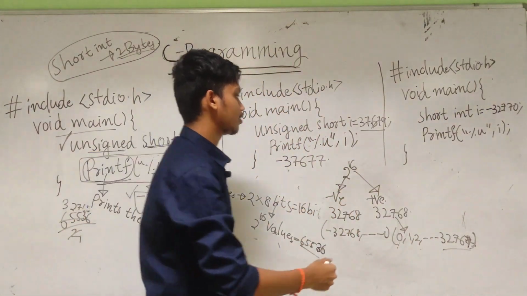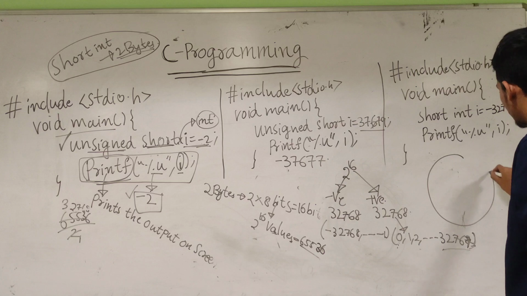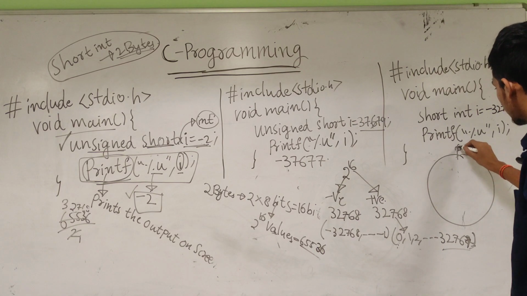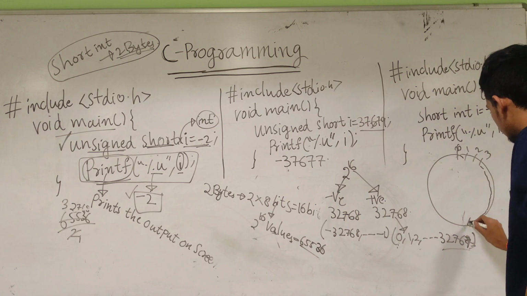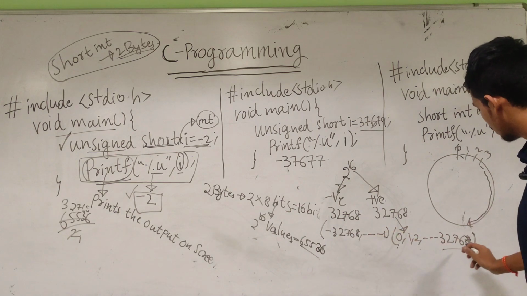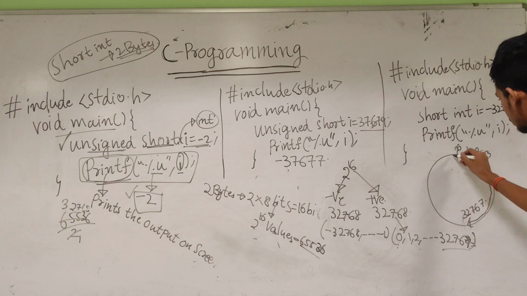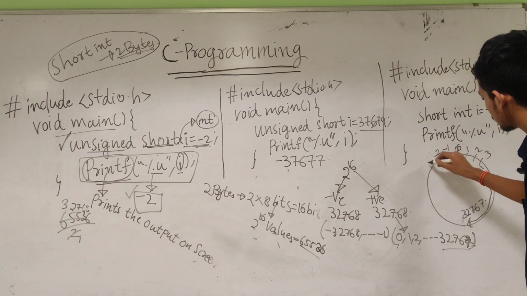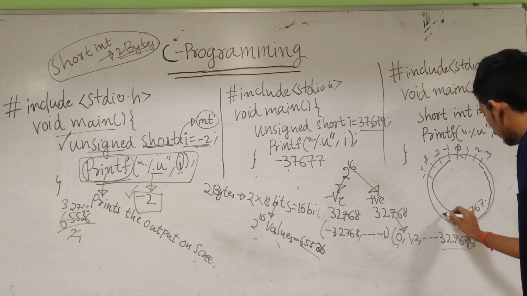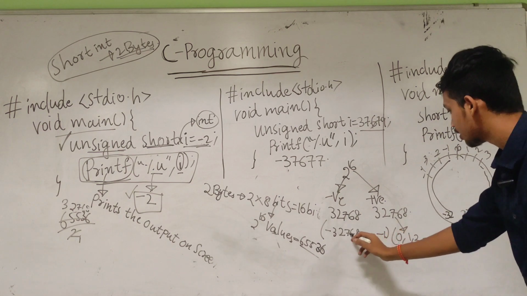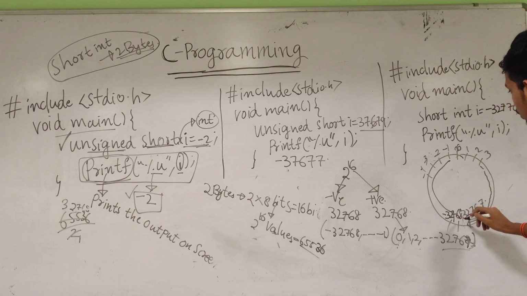Now you should draw the cycle here. I am drawing the cycle here. First 0 will be there. Now 1, then 2, then 3, like that. If we go like this, here the last positive value will be 32767. This is the last positive value. Now -1, -2, -3, -4, like that. You should go in this manner. The last negative value will be -32768. This is the last negative value.